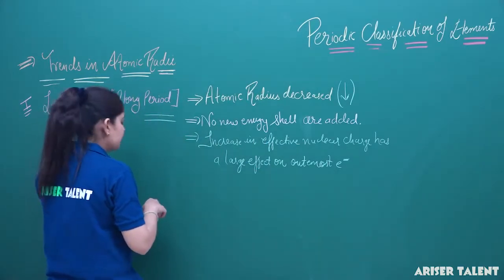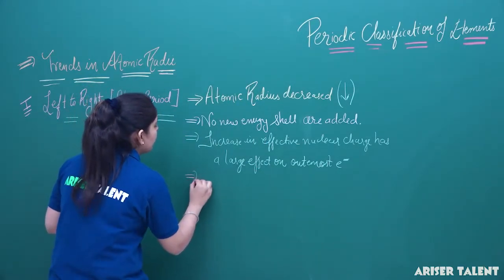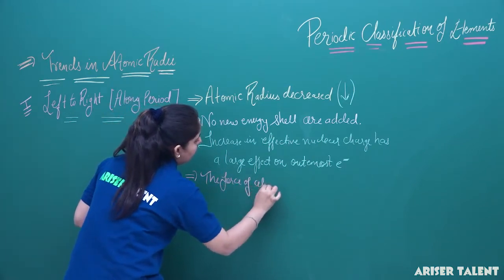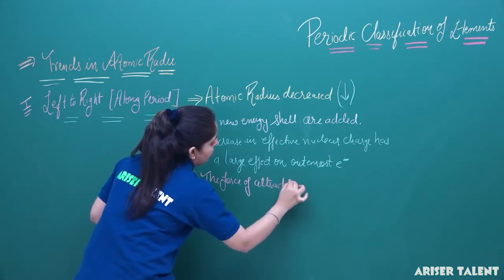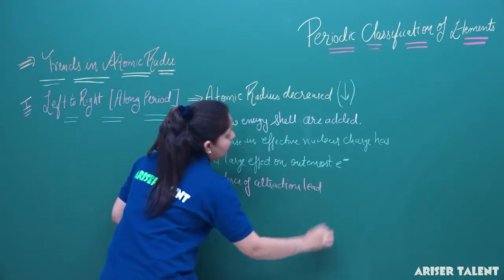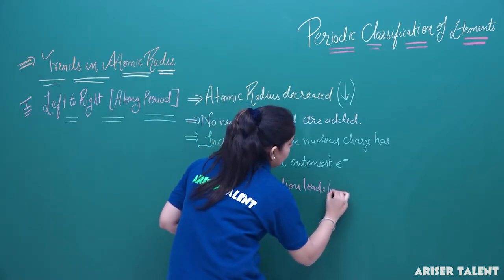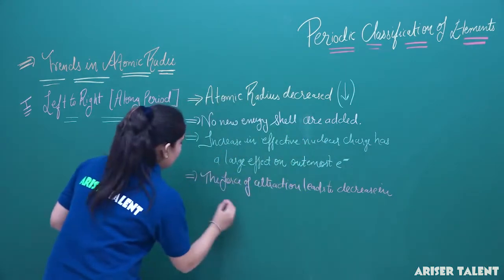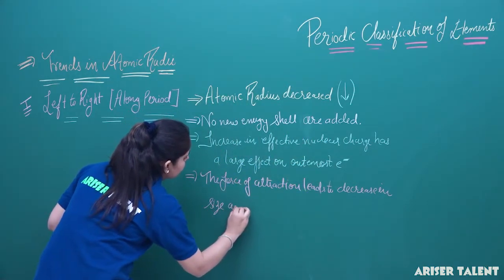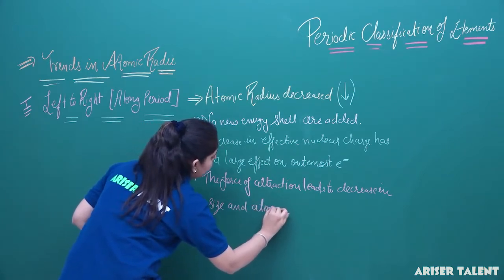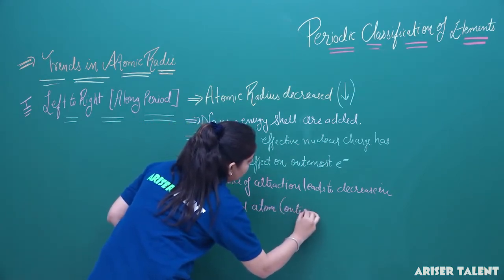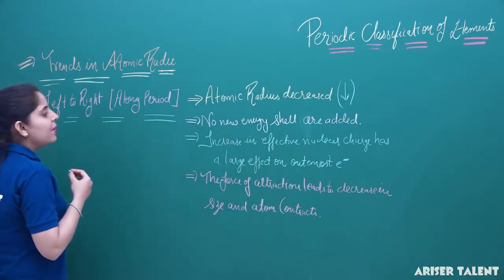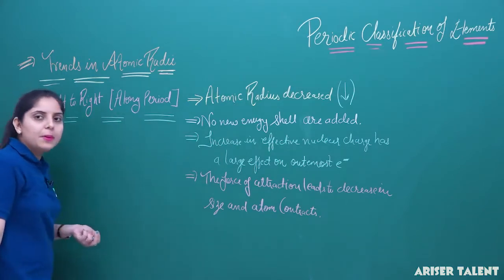So what will happen next? This force of attraction leads to a decrease in size, and due to this decrease in size, the atom contracts. So this is the trend that we follow in the periodic table from left to right.